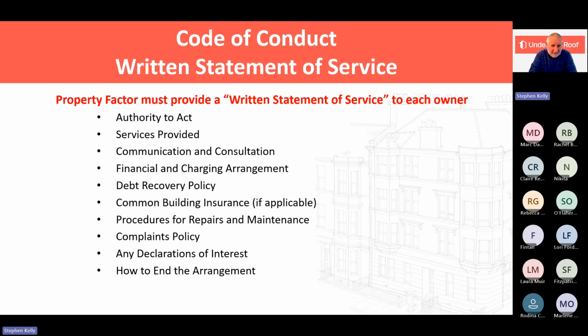So if you do have a factor and you've got issues with it, first point of call is to check your written statement of service, see what it says in terms of authority to act, who appointed them, what say do they have in arranging repairs, have they agreed a cost threshold with the owners, what are they going to provide, how are they going to communicate with you, when are they going to bill you.